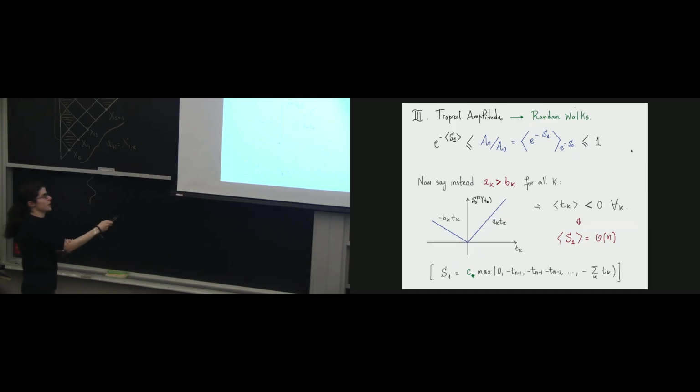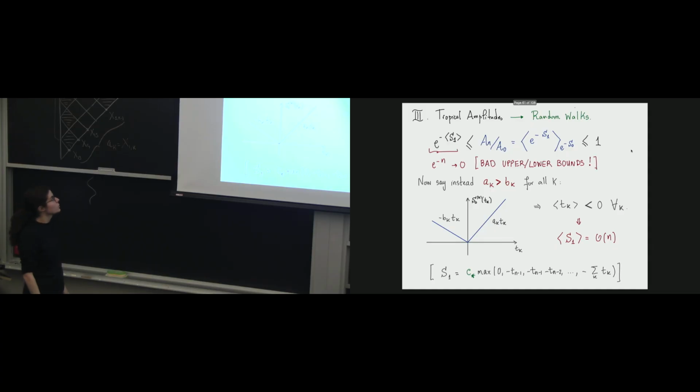But so now let's look at other cases. Say that AK is greater than the BK. Now in this case, all of the TKs will want to be negative. It's the opposite regime. And so now instead this max function will be dominated by the last term, because all the T's are negative. And so instead we have that the expectation value of S1 is now of order n.